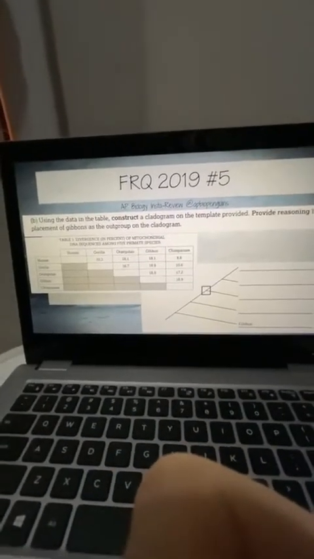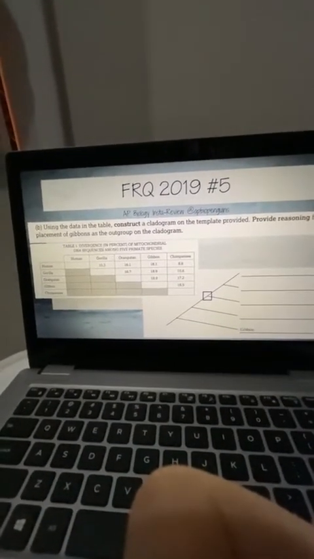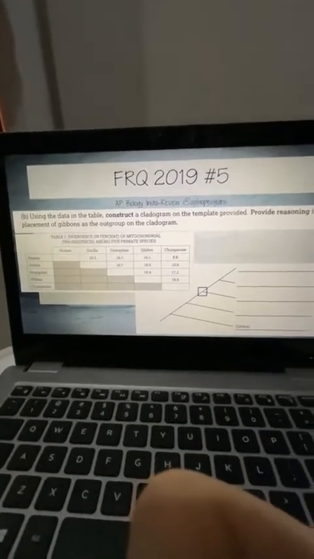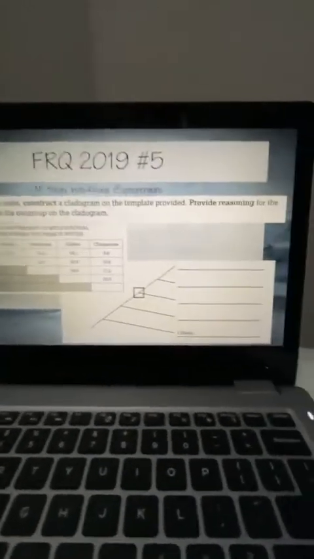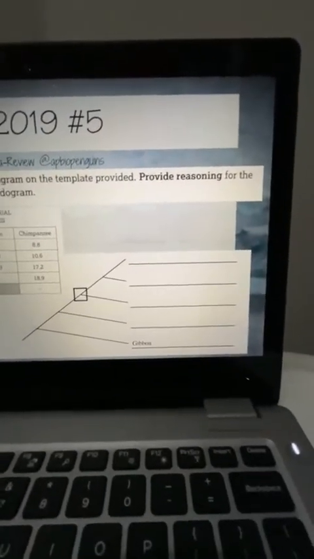Okay. So the next part of our thing is that we need to use the data from the table to construct a cladogram on the template provided, and then provide reasoning for the placement of the gibbons as the outgroup. Okay. So whenever we're looking at these cladograms, they always will give you the graph. Ever since the 2013 redesign, we've always been given the blank tree or the blank cladogram, and all you have to do is fill it in. So all you have to do is understand how to put the names down on that chart, right? So we already said that the human and the chimpanzee were closest related, okay?